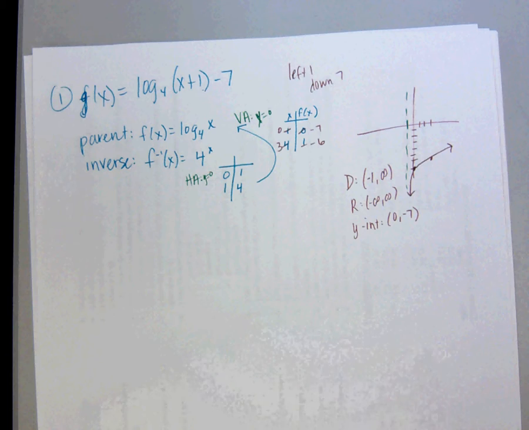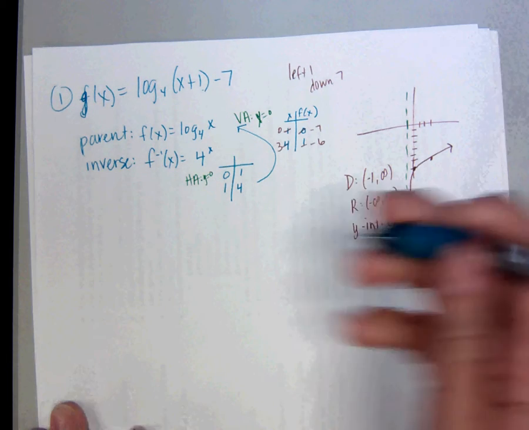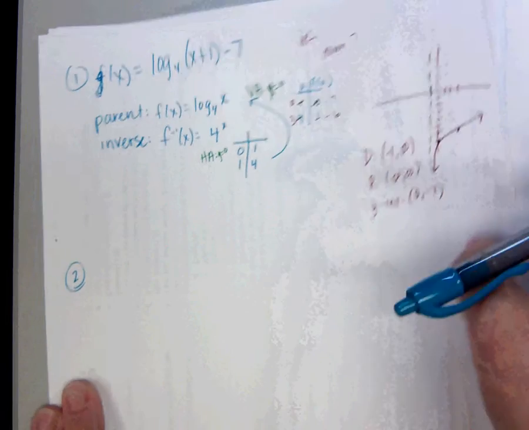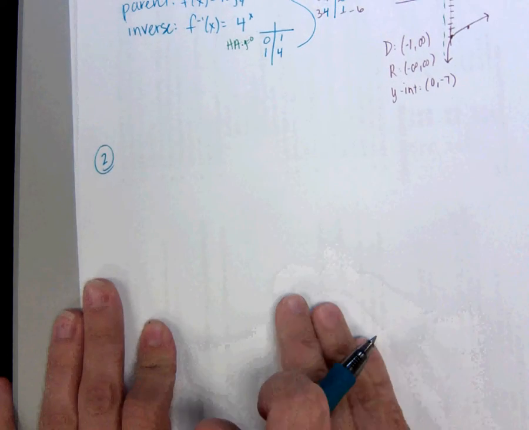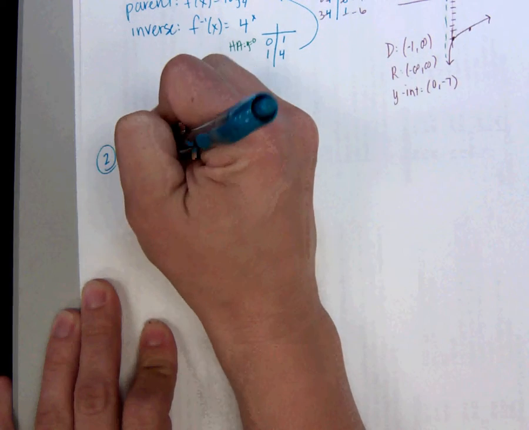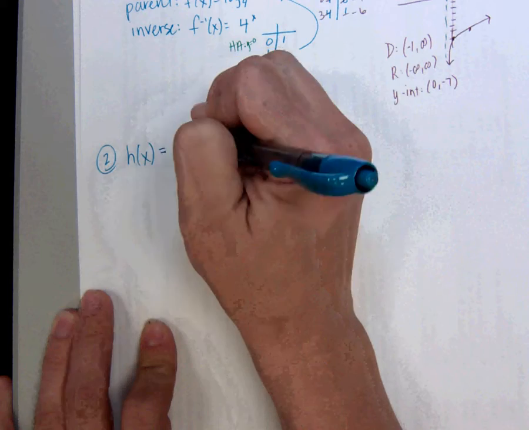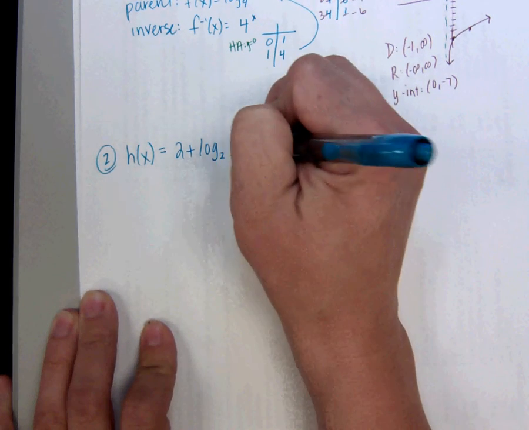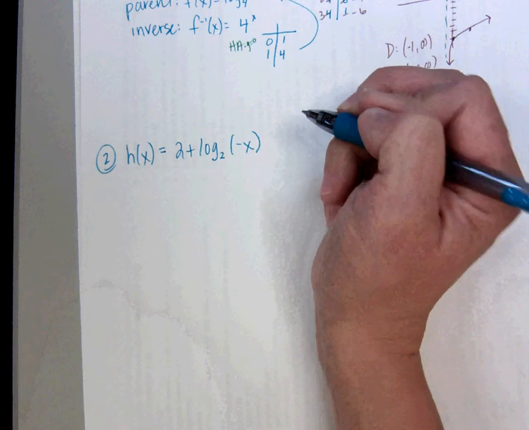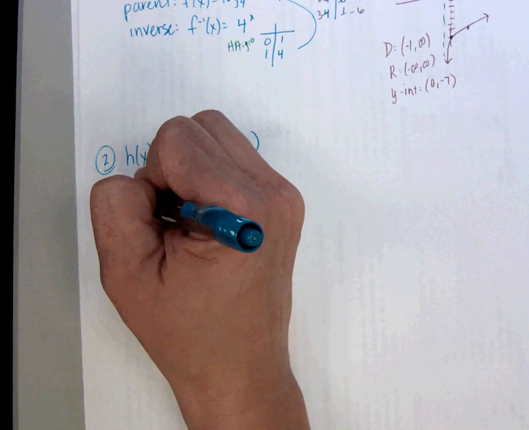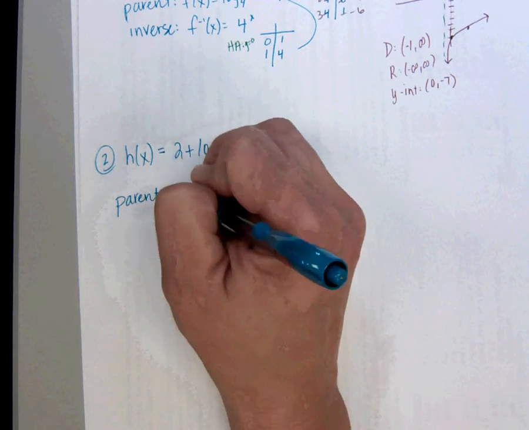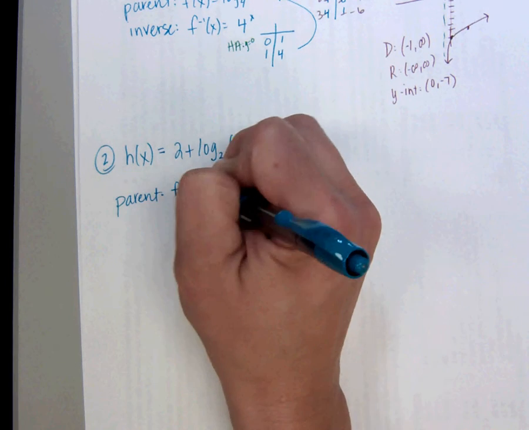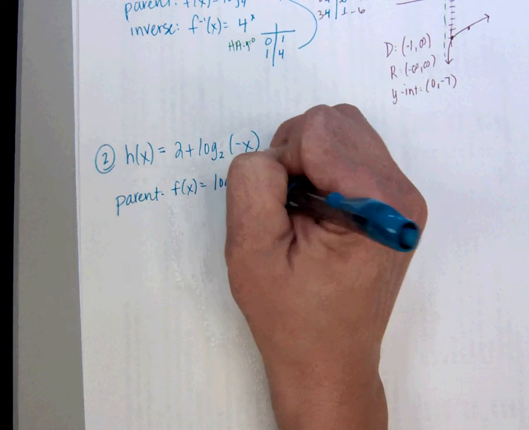Okay, so let's do another one. Let's say that we have the function h of x equals 2 plus the log base 2 of -x. So we need to think about our parent function first. Our parent function, f of x, would be log base 2 of x.